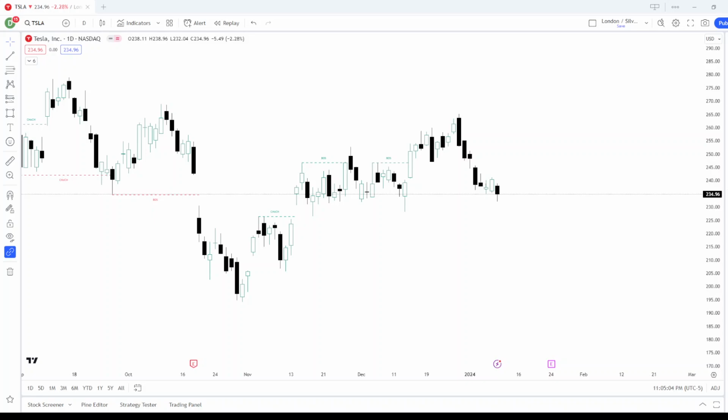This is Rustic, and today we're going to be taking a look at Tesla's chart. We're going to look at where price came from, where price ended today, and where price is likely to head tomorrow and into the rest of the week.